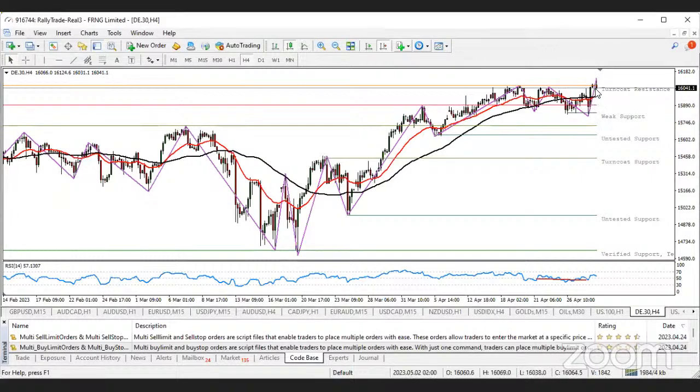It is also on that same resistance, about to form a triple top on my 4 hours time frame. I'm actually emphasizing on our long-term traders, our swing traders. In fact, it has formed a double top. It is currently on a turncoat resistance and is struggling around that particular zone. I believe you can see my screen.